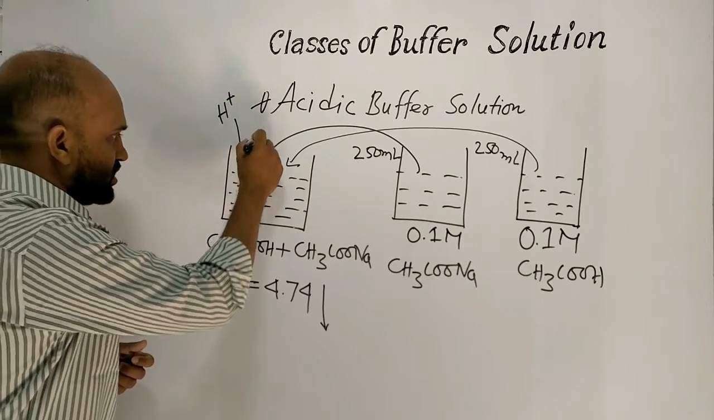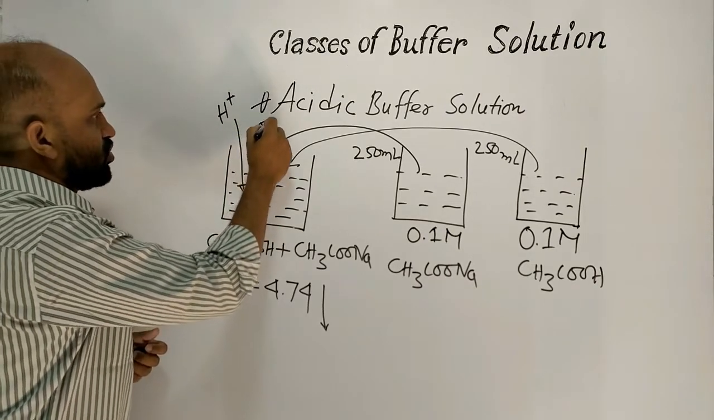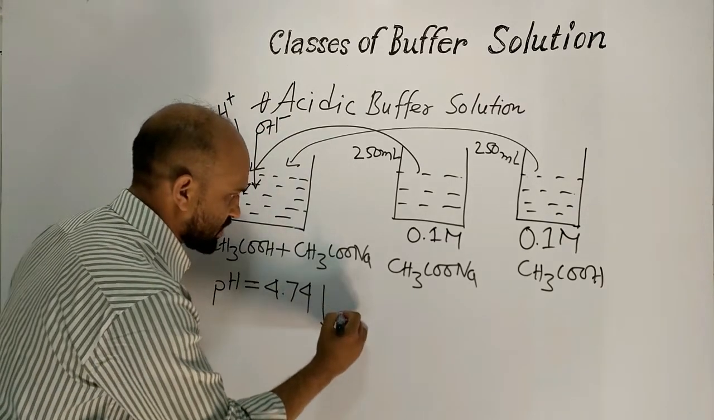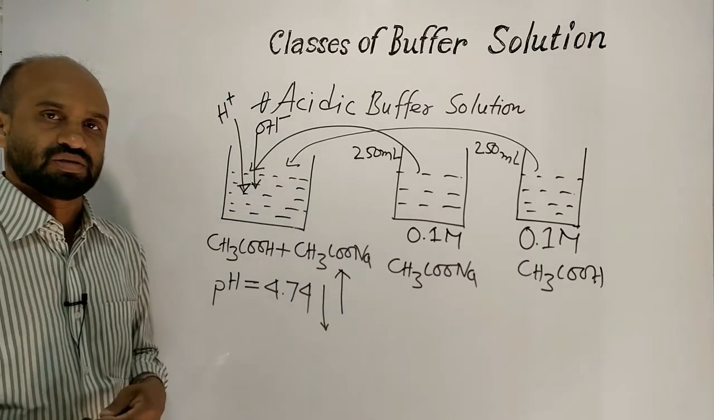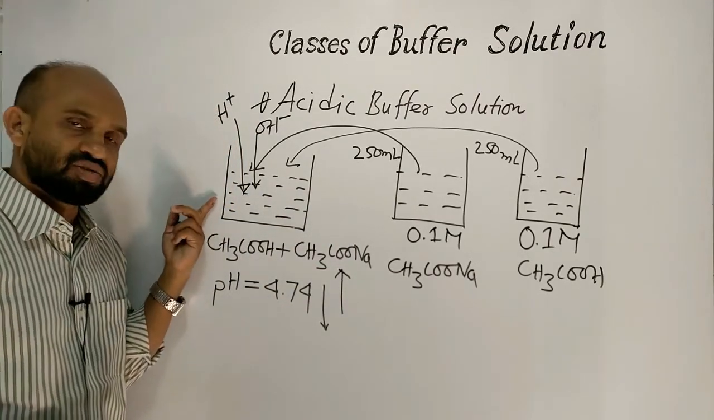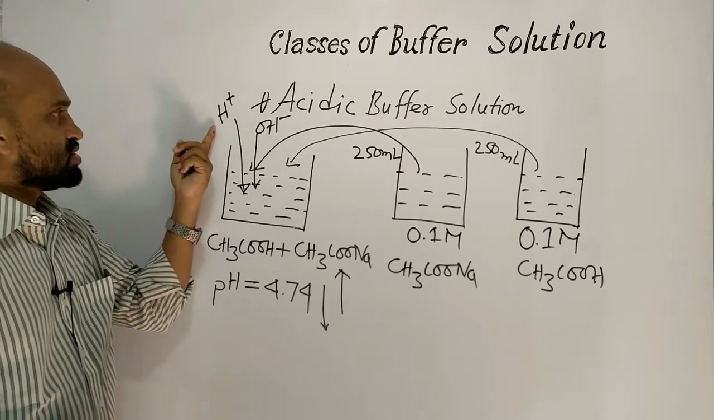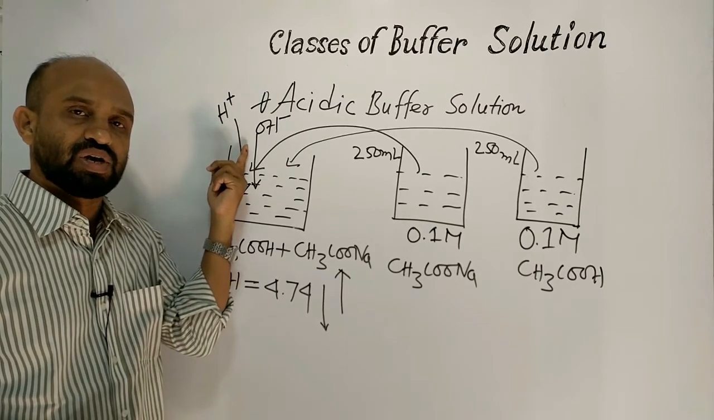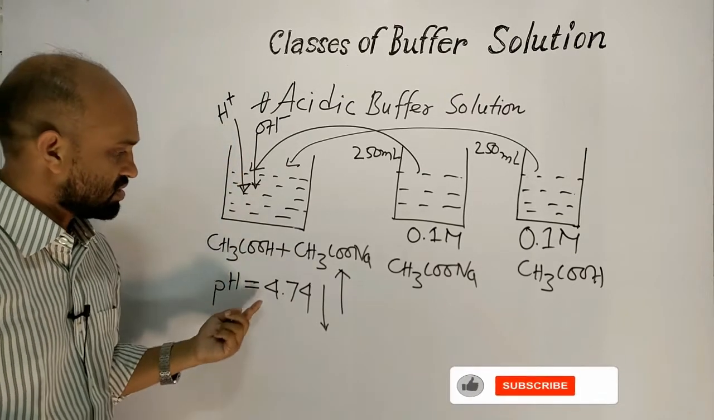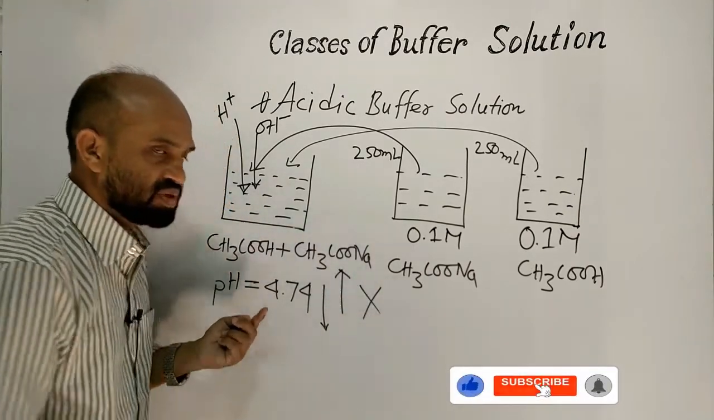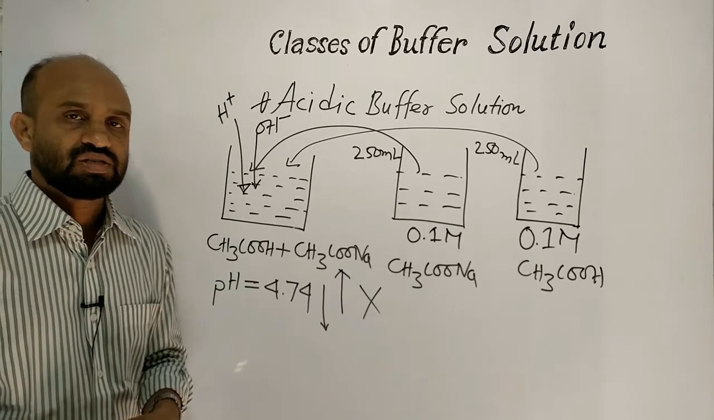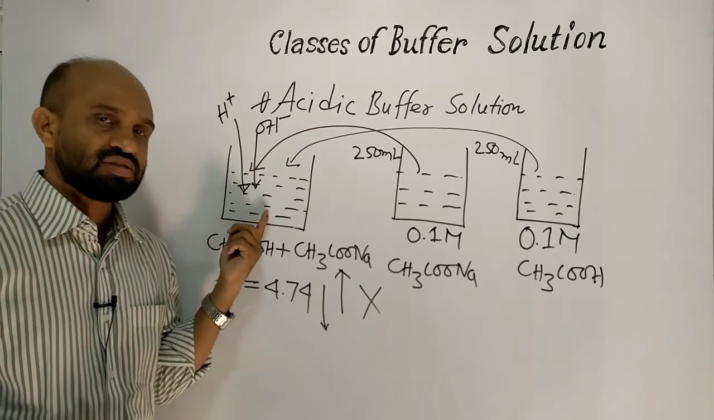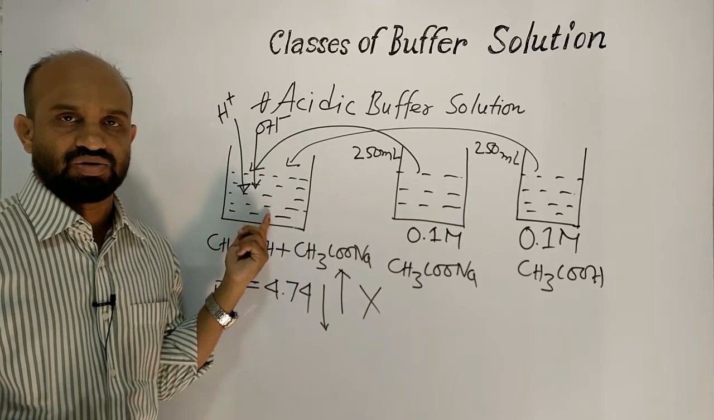Similarly, when in this solution a small amount of strong base is added, then the pH value is supposed to increase. But this is the solution where, when a small amount of strong acid or small amount of strong base is added, there is no change in the pH value. This is the characteristic of buffer solution, and here this is a kind of acidic buffer solution.